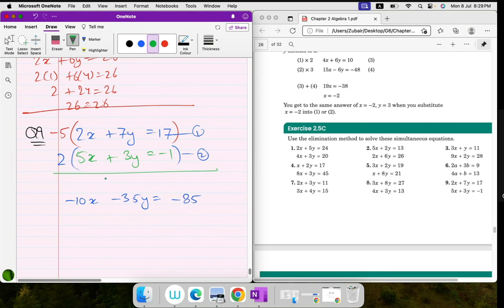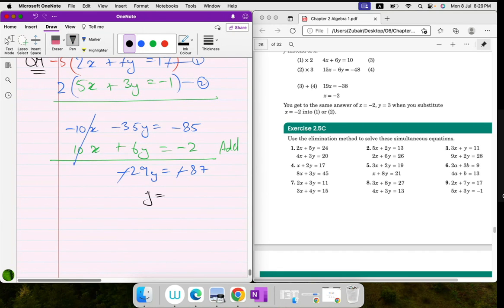For the second equation, 2 5 times 10x, 2 3 times is 6y, and 2 into 1 is minus 2. Now we can see 10x and 10x, positive, negative, already different signs, so we just add them and get rid of this. 35 and 6, the difference is minus 29. 85 and 2 is 87. Negative sign cancels out, and y is equal to 87 over 29. So 87 divided by 29 is 3.